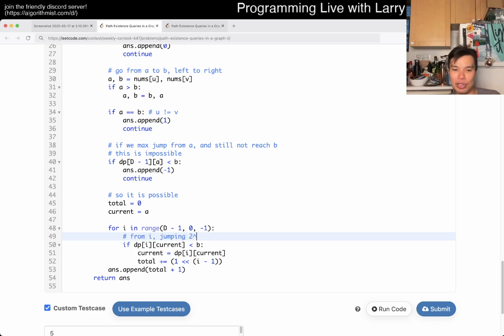From current, jumping 2 to the I minus 1 moves, can we reach B? If we can reach B, that means we're able to keep the left side. And by left side, I just mean the smallest part, right? Binary search, binary partitioning, whatever. So you keep the smaller side and you chuck away the right side. Otherwise, you keep the right side and you chuck away the left.